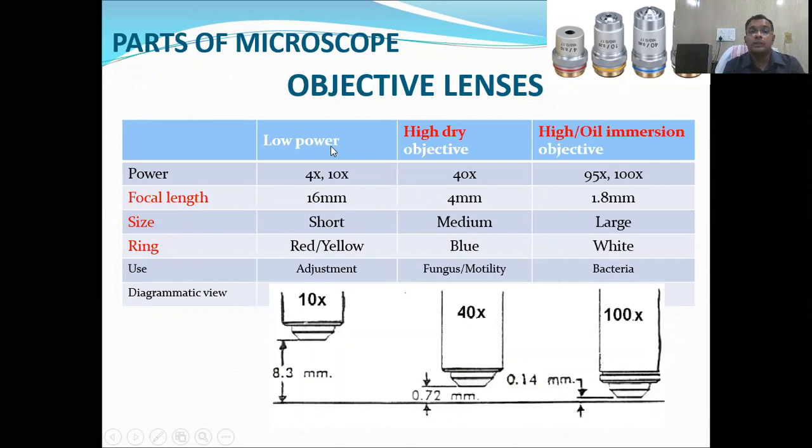The size is short if it is a low power. As the power increases, the diameter increases, but the length decreases.